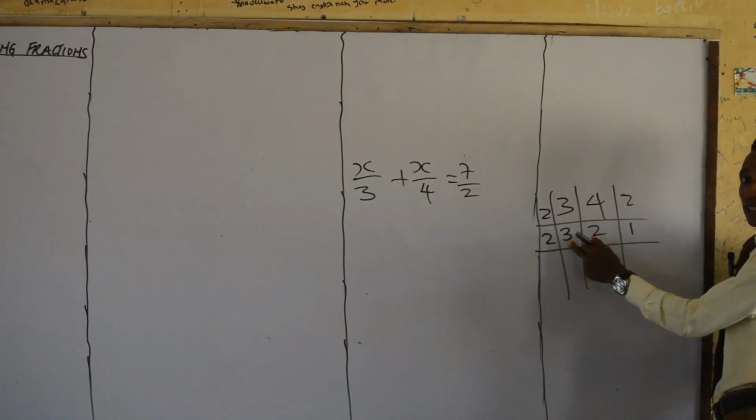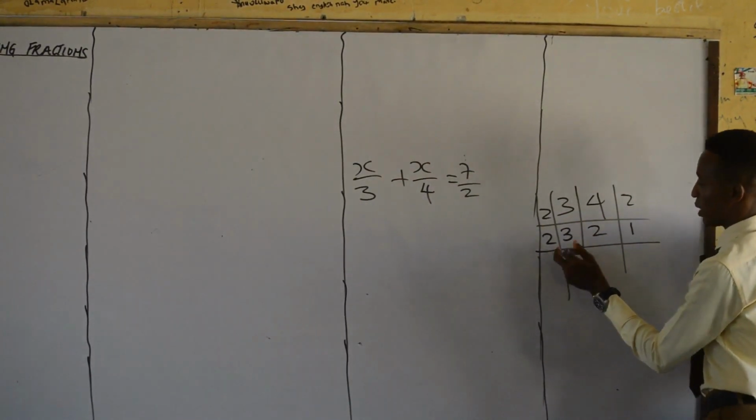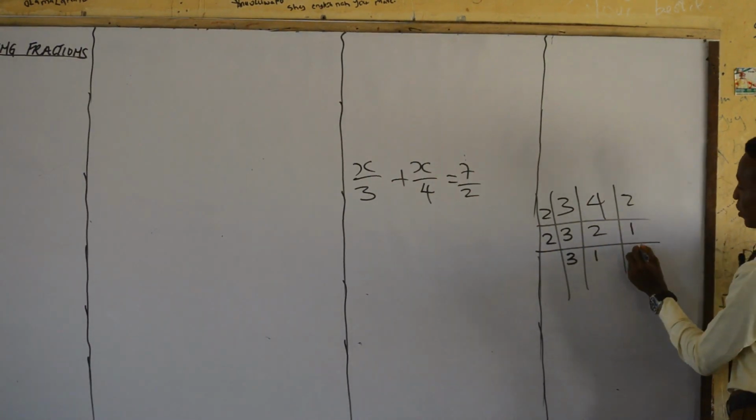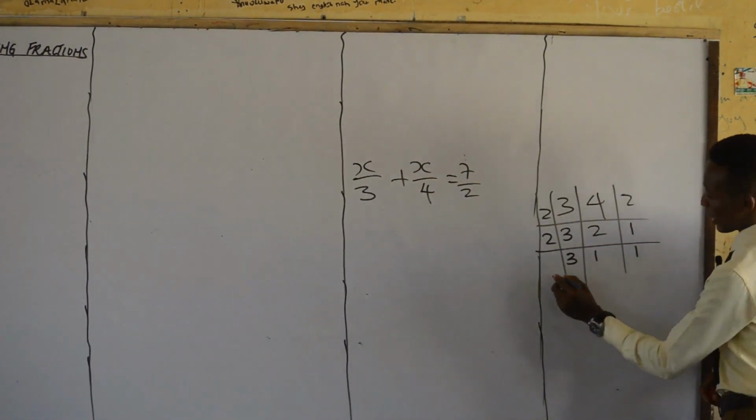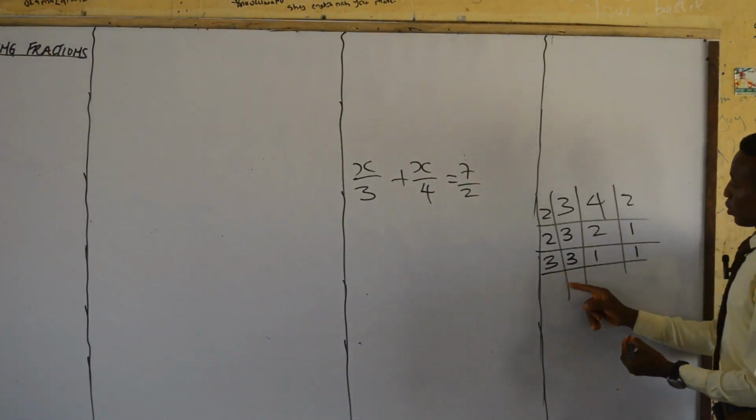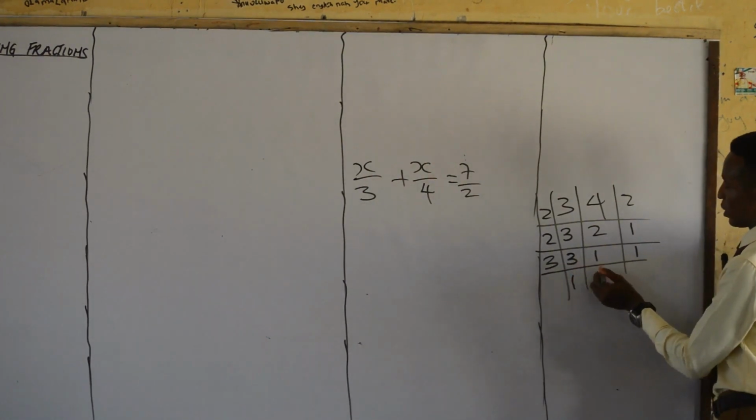2 cannot go in 3, so we repeat the 3 here. 2 into 1. Now here we've gotten our 1, so repeat the 1 that you have here. We have 1. Now the last value we are going to use is 3 because we've gotten 1 and 1 here. So we just need to put 3. 3 in 3 will give us 1, 1, 1.